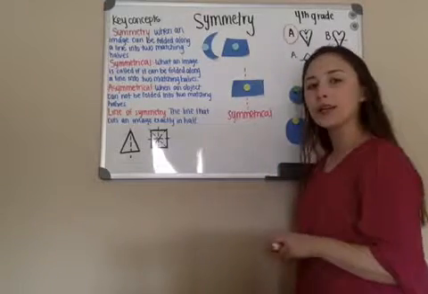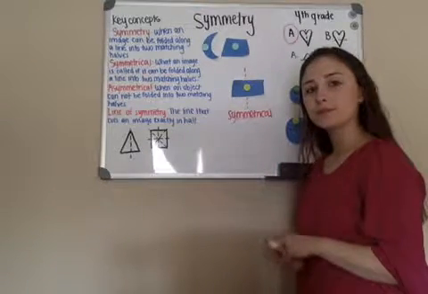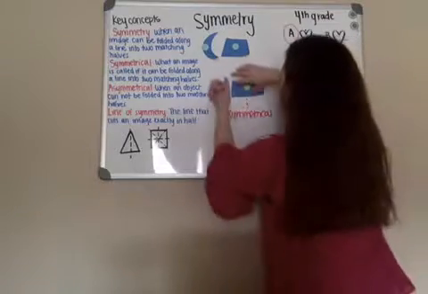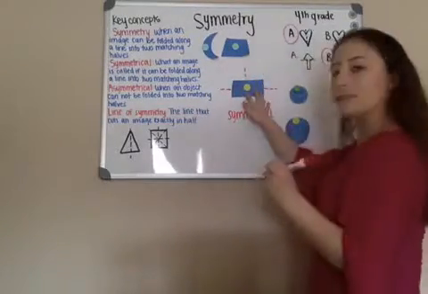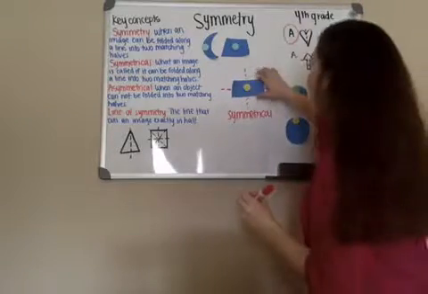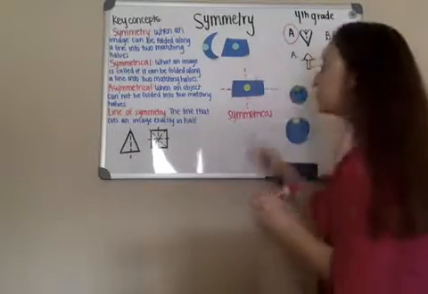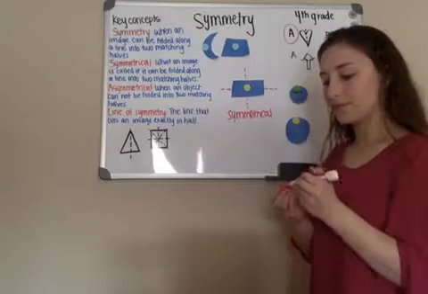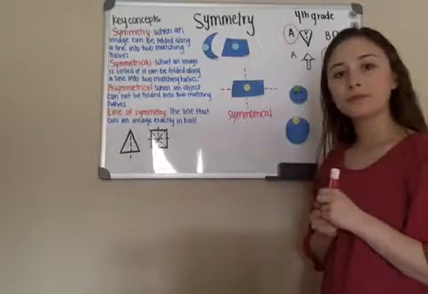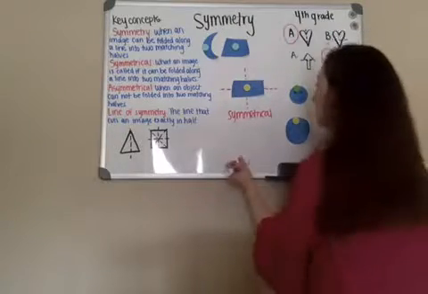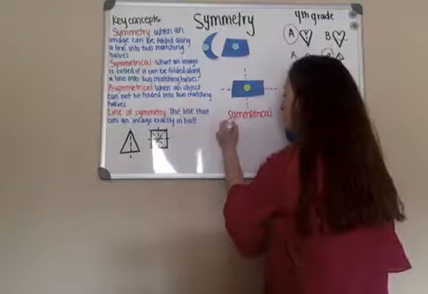Can anyone tell me if there's any other lines of symmetry? Right, there is one more line of symmetry, and it is this way. So if we were to fold it along that line as well, we would have two sides that are exactly the same. Are there any other lines of symmetry? No, so the rectangle has two lines of symmetry.